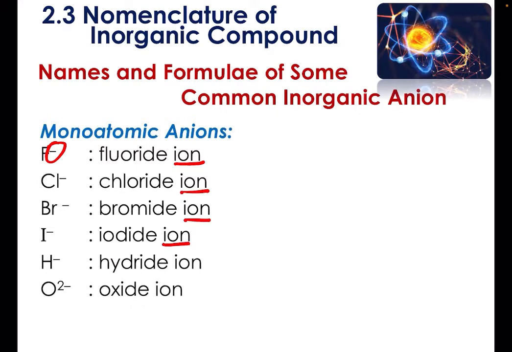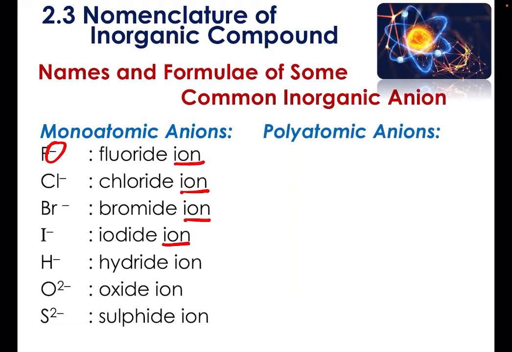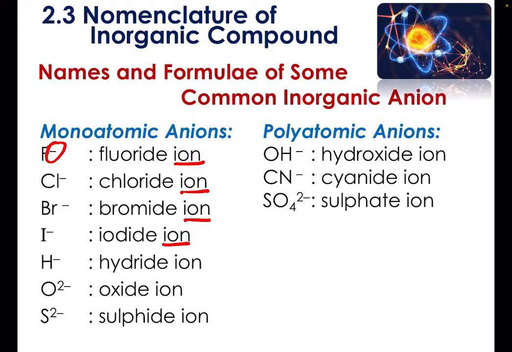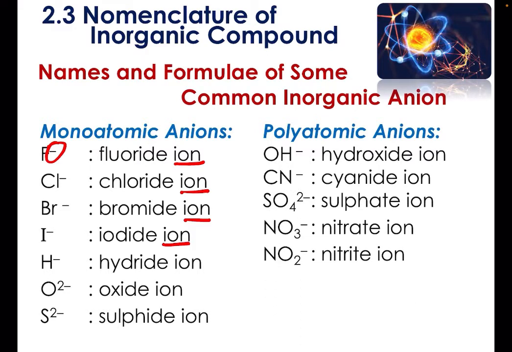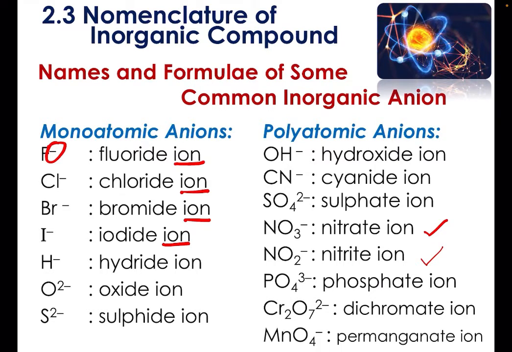I have a few more examples for anion. Now we go to polyatomic anions. I have hydroxide ion, cyanide ion, sulfate ion, nitrate, nitrite. Please bear in mind the difference between nitrate and nitrite. Nitrate is NO3 minus and nitrite is NO2 minus. Make sure you know how to pronounce them and differentiate them from their formula, and of course when giving names for them. Next, phosphate ion, dichromate ion, and last but not least, permanganate ion. These are the most common. Actually there are many more, but I only give a few like this. If you feel this is a lot, actually this is only a little.